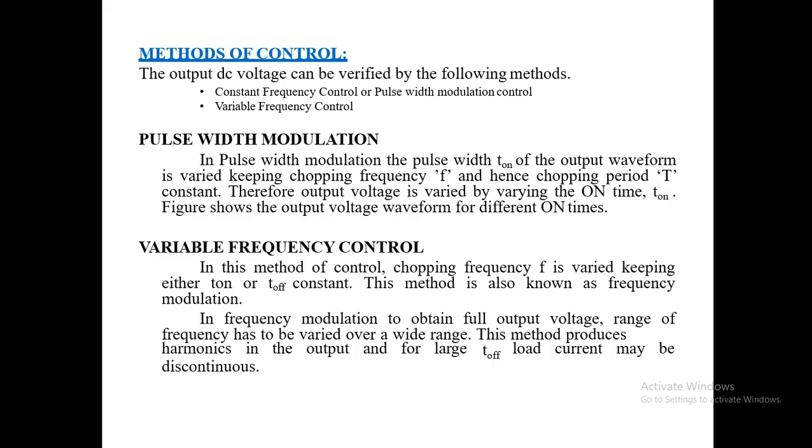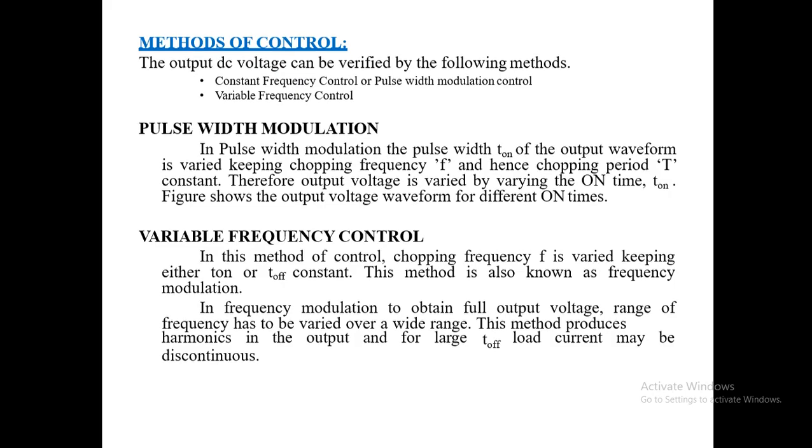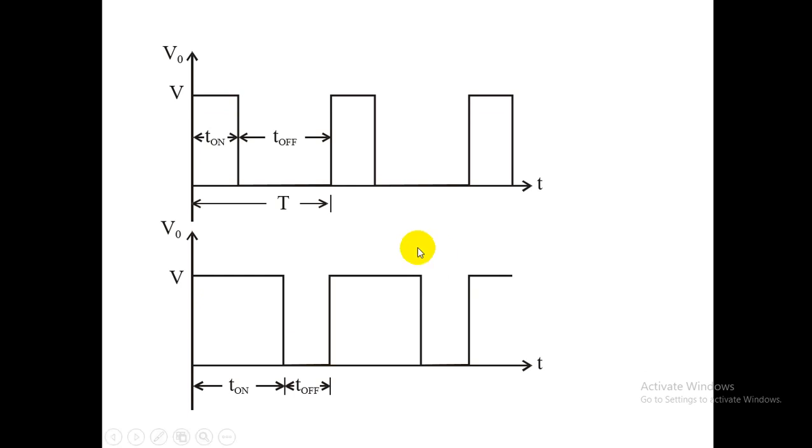We use a switch in the DC chopper, and this switch is controlled in two methods. One is constant frequency control, or pulse width modulation control. The second one is variable frequency control. In pulse width modulation control, the pulse width is modulated. You can see in the diagram, this is the width of the pulse and this is the time period. We keep the frequency constant, meaning the time period is constant, and just vary the on pulse width and off pulse width.